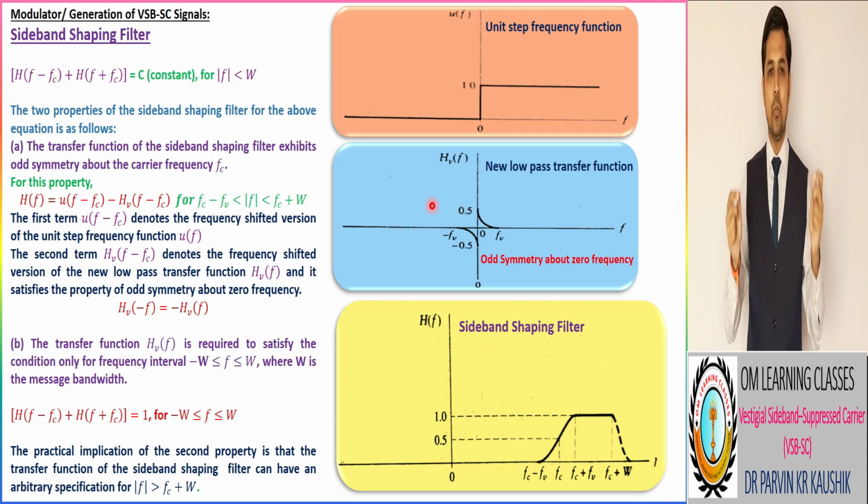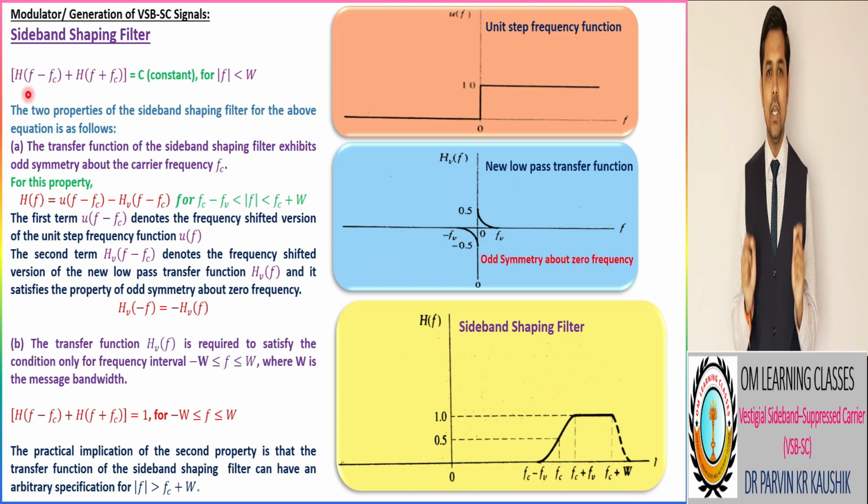As per consideration of both the points and the main requirement of the vestigial filter, that is H(f - fc) plus H(f + fc), that is equivalent to a constant for a frequency interval with respect to the modulating signal bandwidth. So the two properties of the sideband filter are considered.